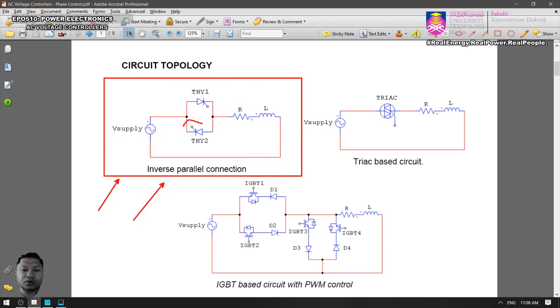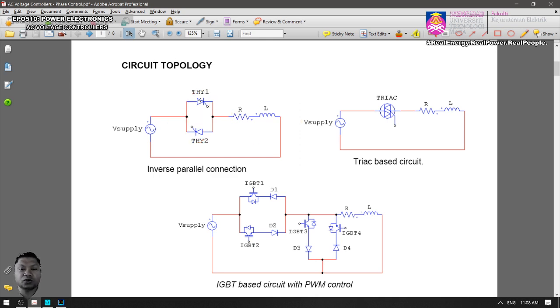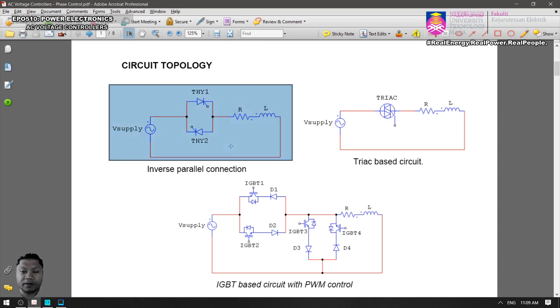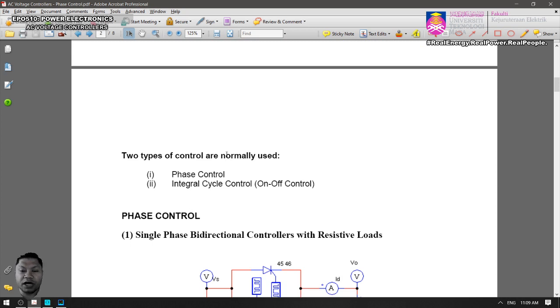But there are two techniques to control thyristor 1 and thyristor 2. So we're going to discuss one circuit but two control techniques, and therefore you can have a different output voltage. The waveform of the output voltage will be different with the two separate control techniques. The two types of control normally used are, the first one, phase control, and number two, integral cycle control, also known as on-off control. These two control techniques will determine the waveform of the output voltage.